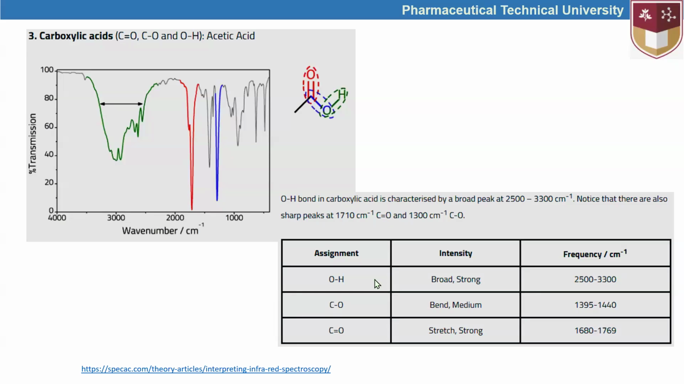This is the continuation of the IR spectroscopy topic. Now we continue with the interpretation of the carboxylic group. Here we can see that the carboxylic group has a carbonyl group and an OH group, and the interaction, the chemical bond between carbon and oxygen.